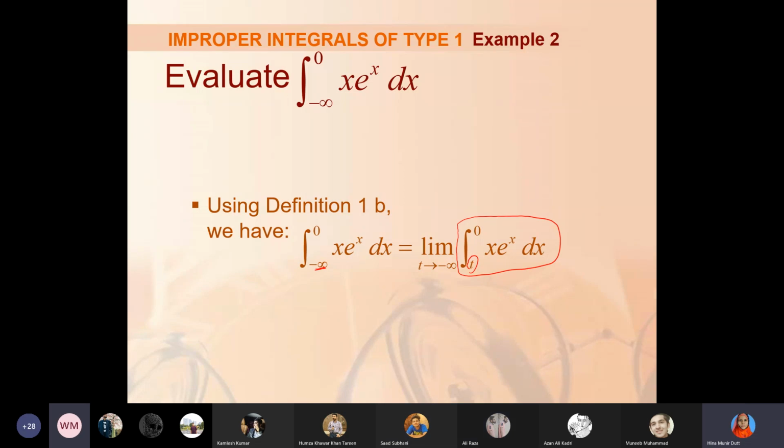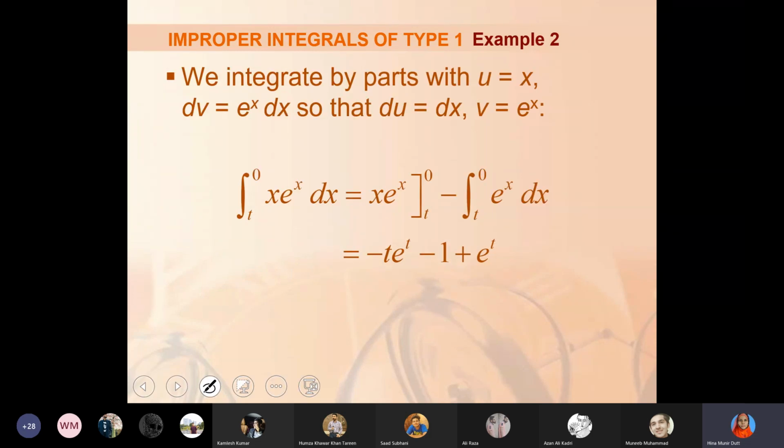Integration by parts, by taking, which would be the first function? X is the first function and e power x is the second function. So this is the integration of x e power x from t to 0. X e power x from t to 0 minus e power x from t to 0. After putting the limits, you will get this. Now you have to take the limits of this function.